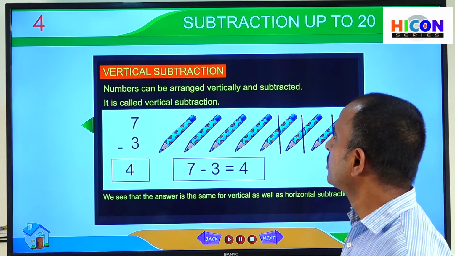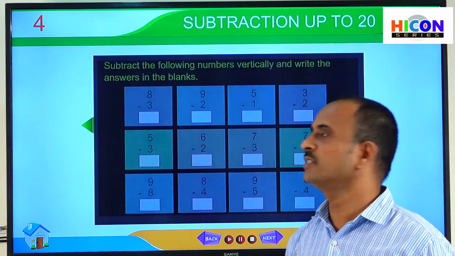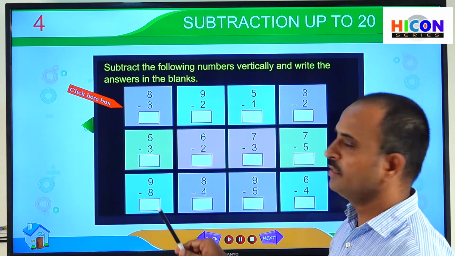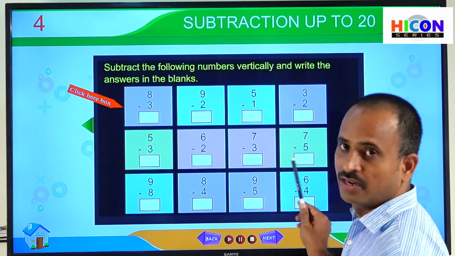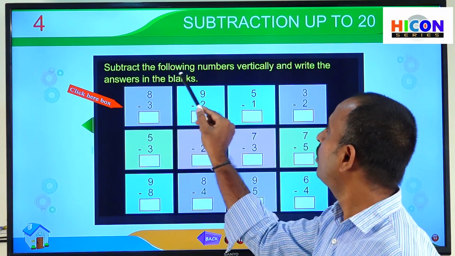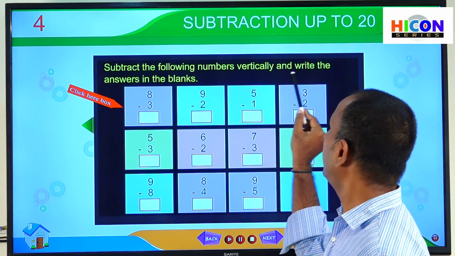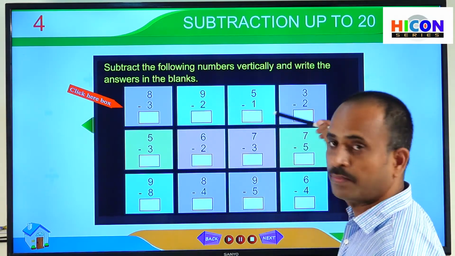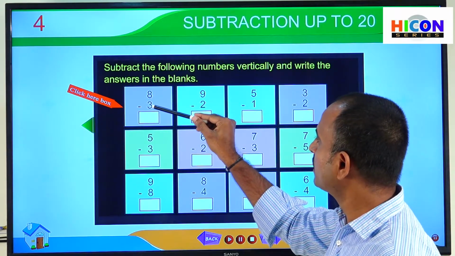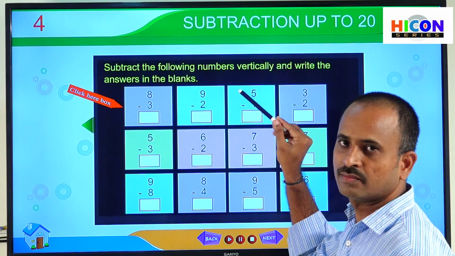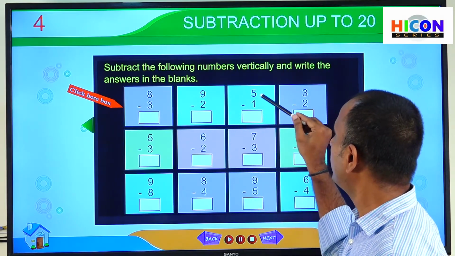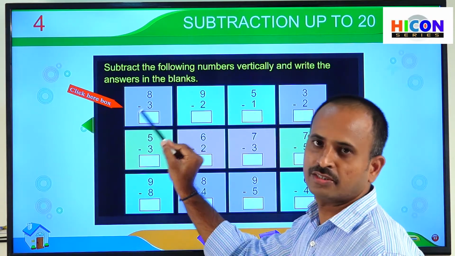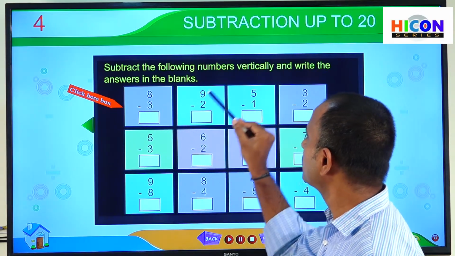So let us practice some problems on vertical subtraction in the exercise part. So see the screen, children. Look at the screen. There are some vertical subtractions given. Subtract the following numbers vertically and write the answers in the blanks. So children, all these are vertical subtractions. That means the two numbers are written one below the other. That's why this arrangement is called vertical arrangement. And here the symbol represents minus, that is subtraction. So these are the vertical subtractions.